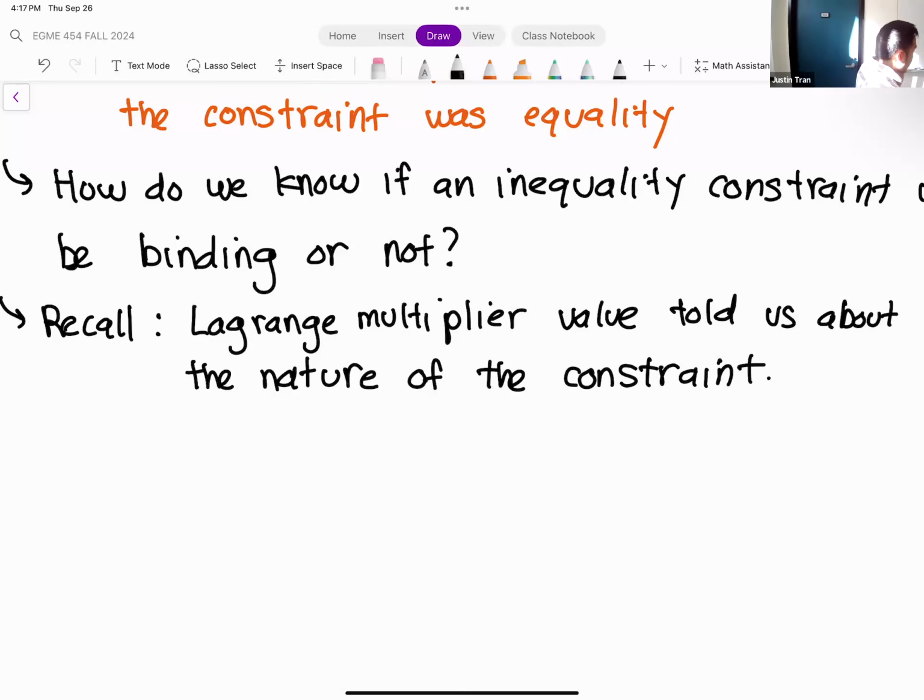Remember, the way we solve problems with Lagrange multipliers, we assign one Lagrange multiplier per constraint in our optimization problem, right? And later on, if we found that the Lagrange multiplier was 0, then that constraint had no effect on the optimal solution at all.